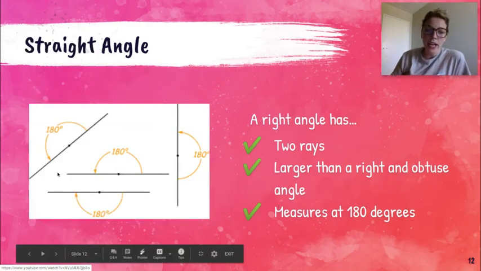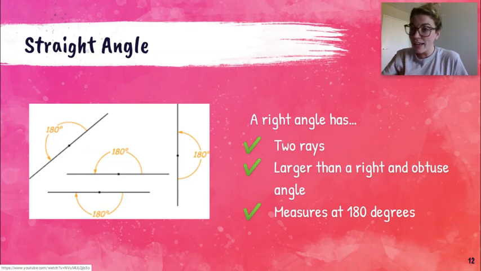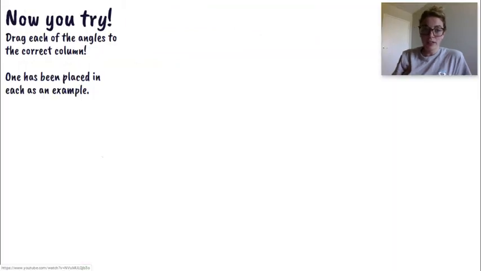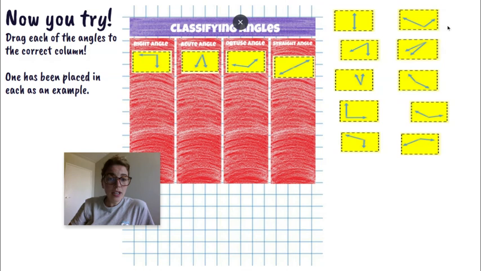And then we have a straight angle, which is a perfect line, and it's half of a circle. It's 180 degrees every single time. Doesn't matter if it's slanted, upside down, right side up, or standing like this. It is 180 degrees, has two rays. It's larger than a right angle, larger than an obtuse angle, larger than an acute angle, and it always measures at 180 degrees exactly.